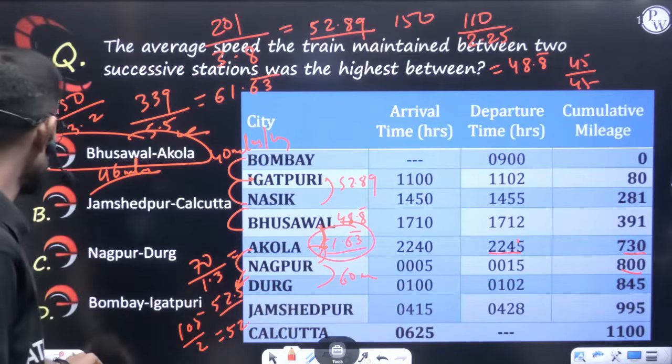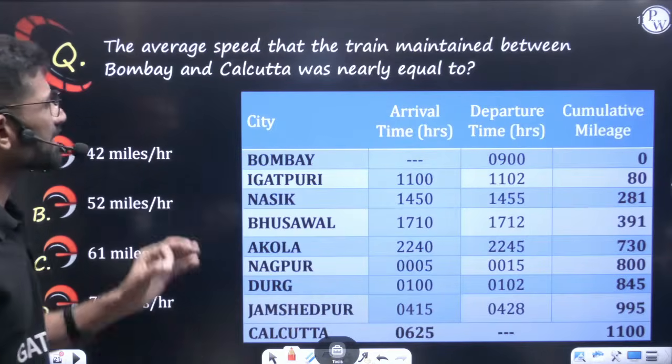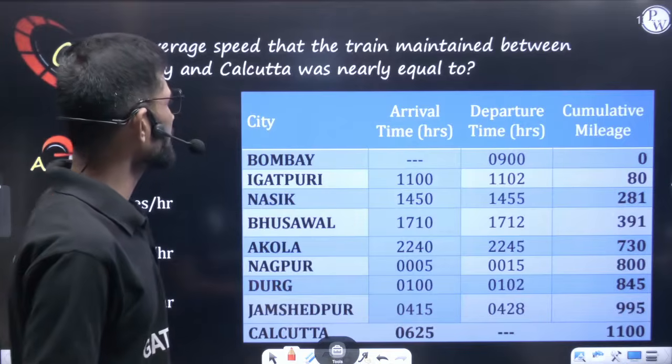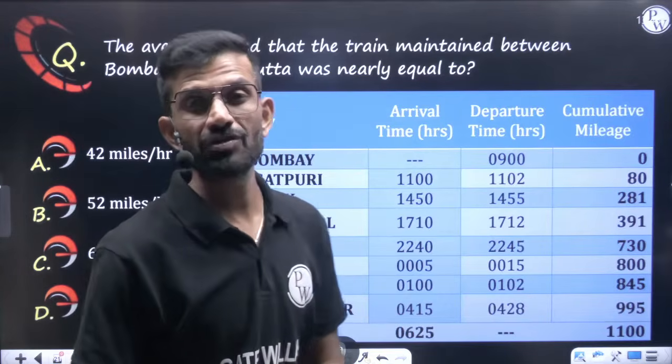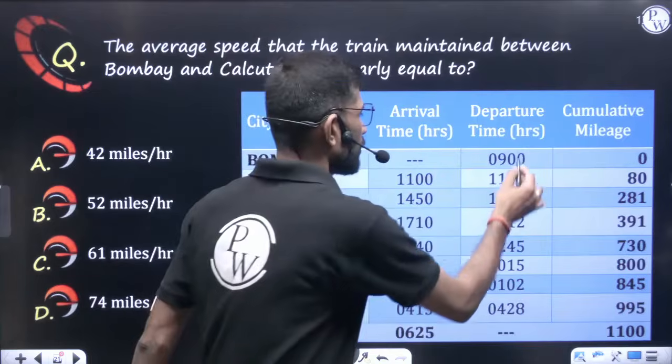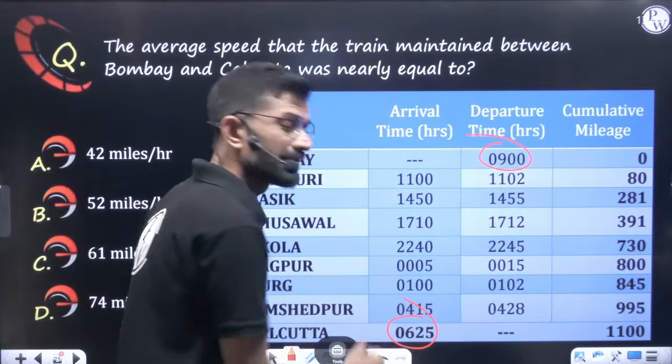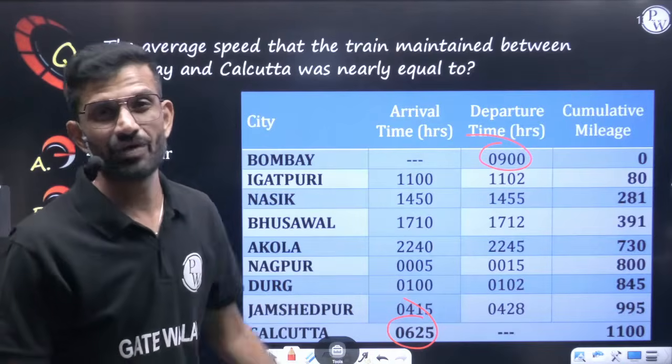Okay, so moving further to the next question. The average speed that the train maintained between Bombay and Calcutta was nearly equal to. So they are asking you the average speed of the train. Started time: morning 9 o'clock from Bombay. Reaching time: Kolkata next morning 6:25.